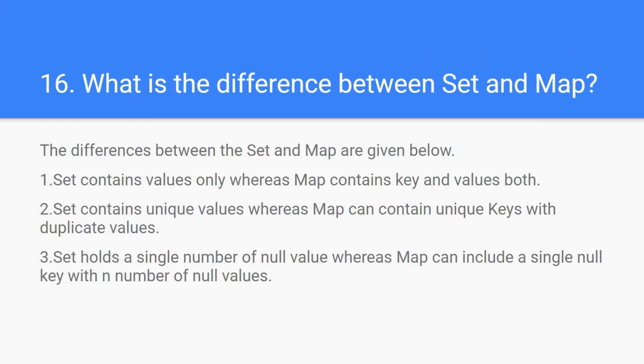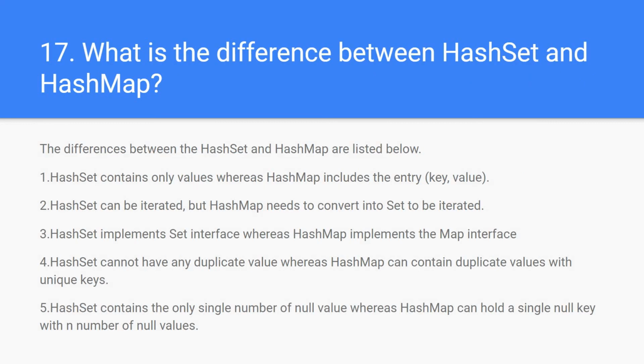What is the difference between Set and Map? The differences between Set and Map are given below. Set contains values only, whereas Map contains both key and value. Set contains unique values, whereas Map contains unique keys with duplicate values. Set holds a single null value, whereas Map can include a single null key with any number of null values.